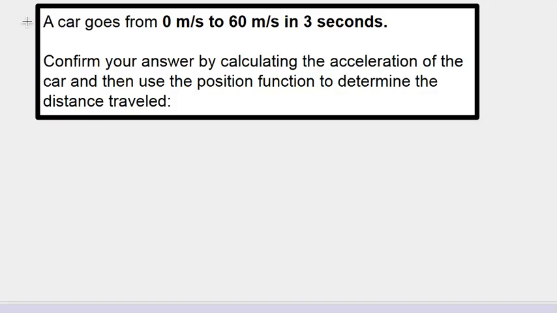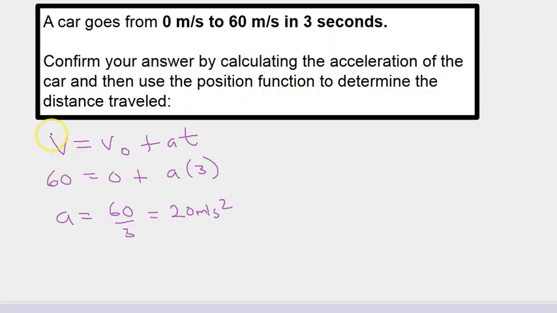Okay, we're going to check our work, and then we're done. So you're going to confirm your answer by calculating the acceleration of the car, and then you're going to use the initial position function to determine the distance traveled. So we're going to do it in 2 steps. First, find the acceleration of the car, and then we'll compare answers. All right, so the velocity function is v equals v naught plus at. My final speed was 60. My initial speed was 0. I did that in 3 seconds. Divided both sides by 3, and then just kind of flipped it around because we cared about a. So the acceleration is 20 meters per second squared.